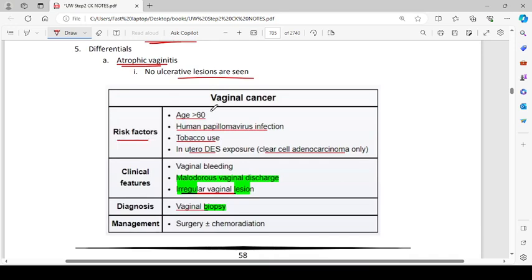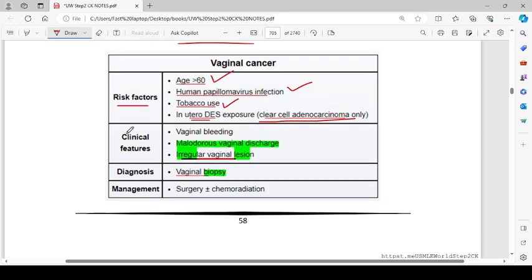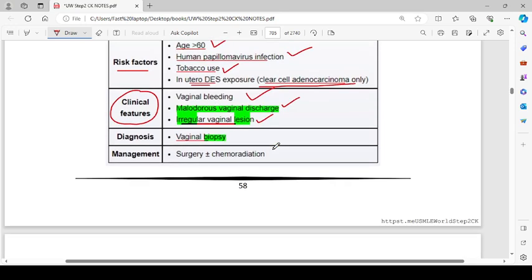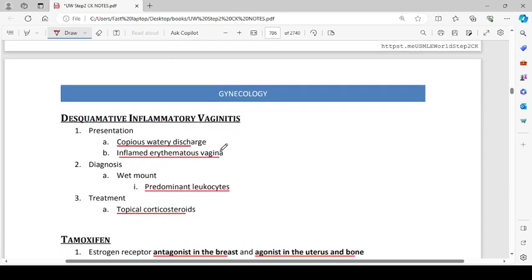Vaginal cancer risk factors: age more than 60, human papilloma virus infection, tobacco use, in utero diethylstilbestrol exposure, clear cell adenocarcinoma only. The clinical features include vaginal bleeding, malodorous vaginal discharge, and irregular vaginal lesion. Diagnosis is by vaginal biopsy, and management is surgery with or without chemoradiation.